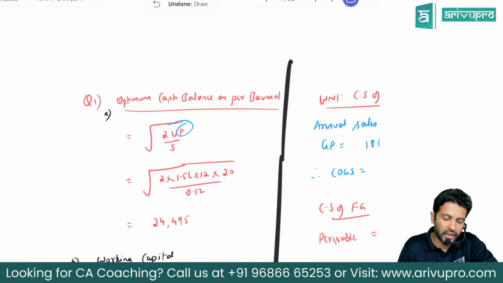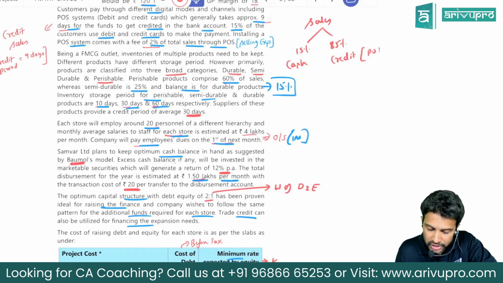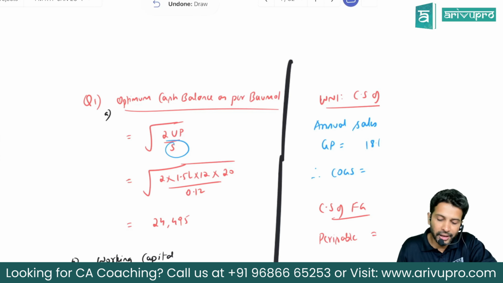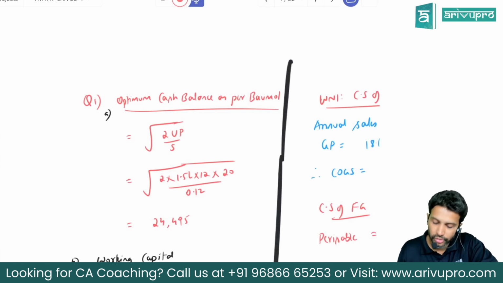What is P, sir? P here stands for transaction cost. Do you know the transaction cost per transfer? Yes, the transaction cost is given to be 20. So that is given. Divided by S. S is your opportunity cost. Have they given opportunity cost? Yes. How much is that? 12%. So divided by 12%, you will get 24,495.